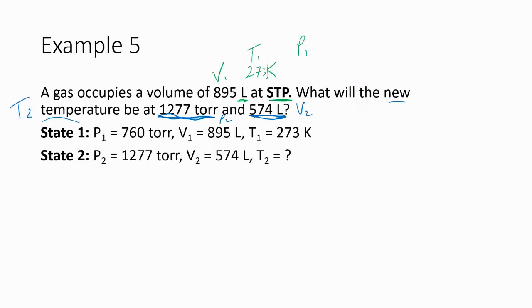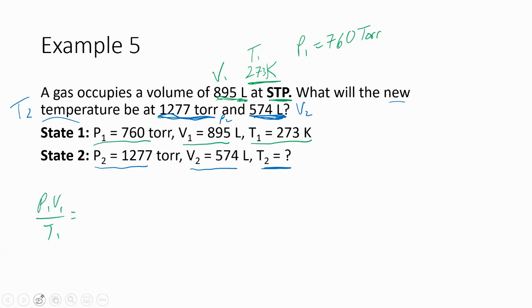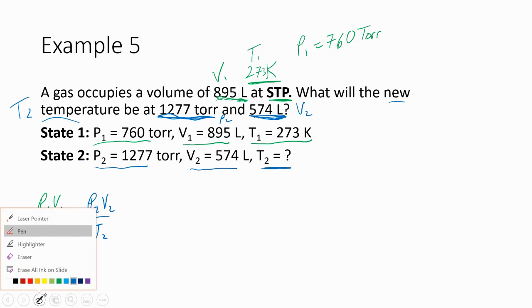All right, so here we go. So our P1 is 760 torr because it's at standard temperature and pressure. Our V1 is the 895. Our T1 is the standard temperature, which is 273. Our P2 is the given 1277. Our V2 is the 574 liters. Our T2 is the what statement. The what is pointing to temperature. So when we set all this up with P1 V1 over T1 equals P2 V2 over T2, we just start filling in for everything.